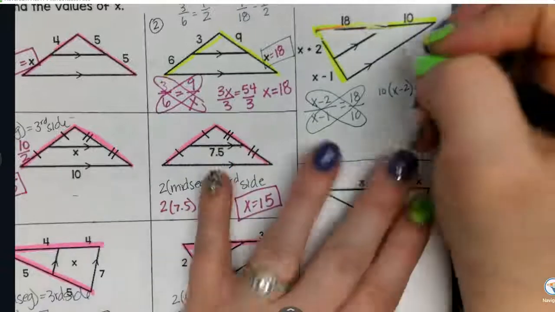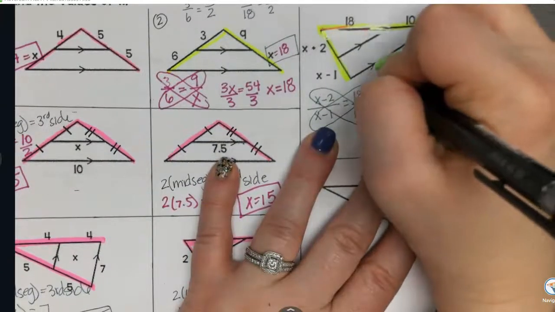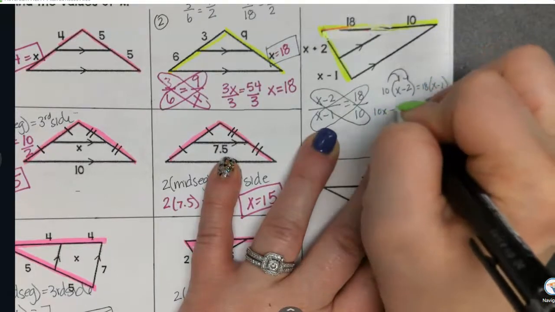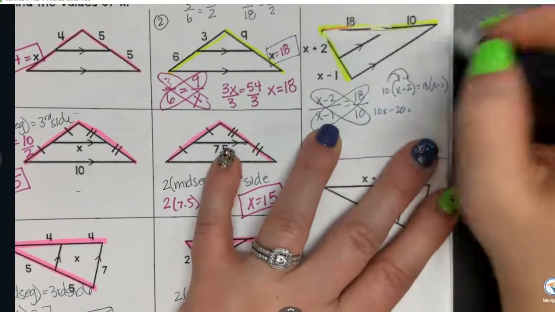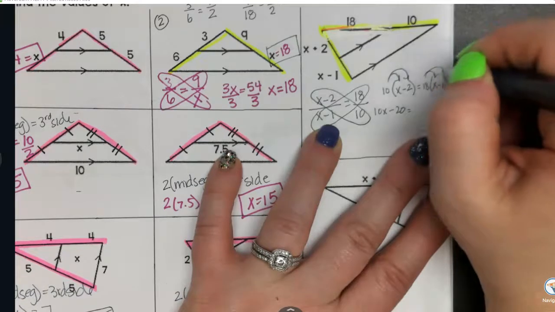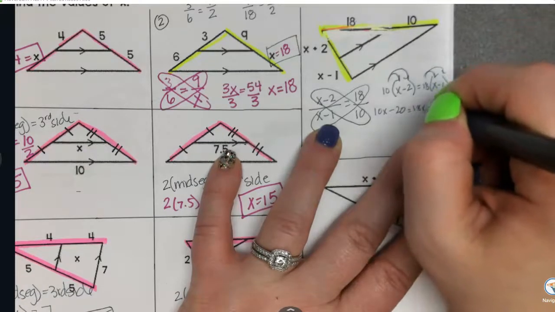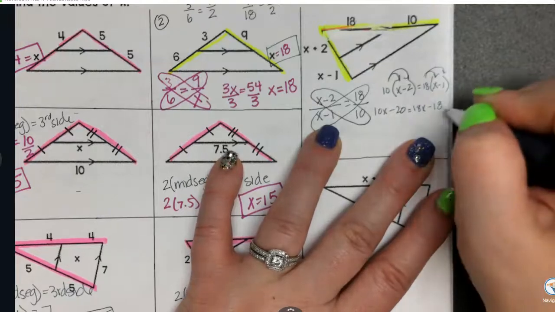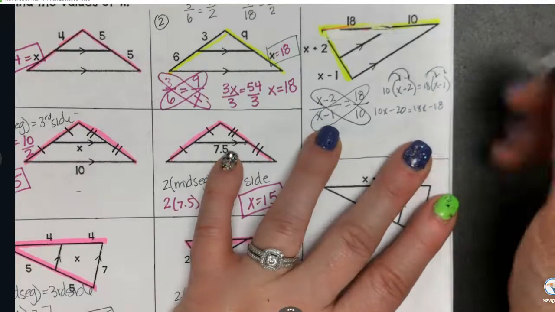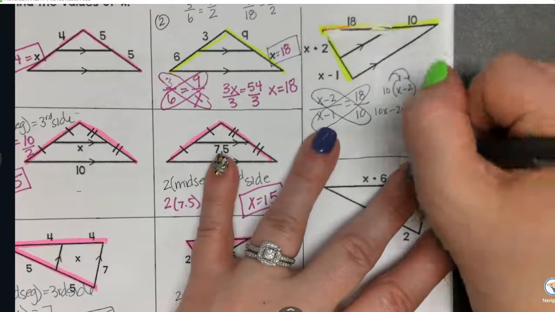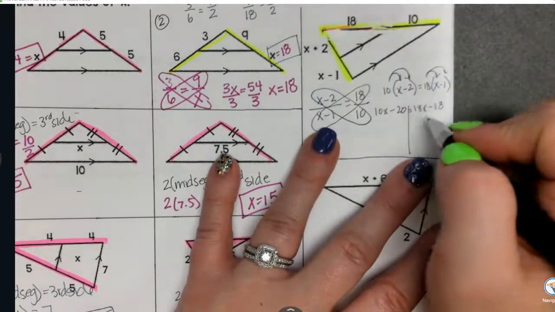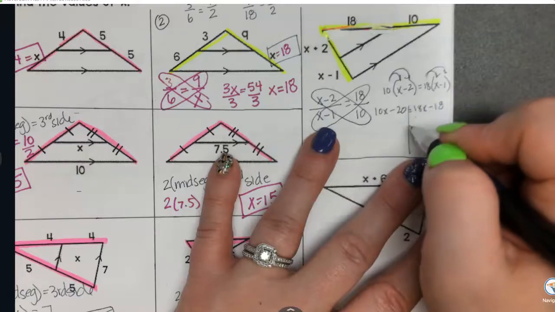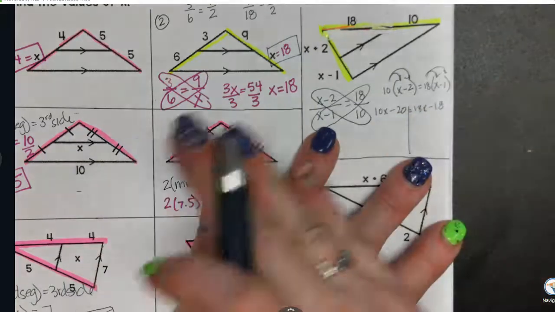All right, so we're going to distribute. So 10x minus 20 equals 18x minus 18. And now we just get to solve. So this is where some of you guys freak out because you have so many options. All right, it's not called combine like terms if I have to go across an equal sign. So don't do that. If I have to cross the equal sign, I'm actually moving.